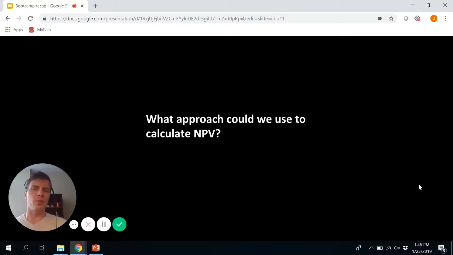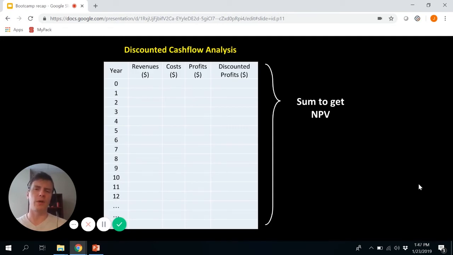So what approach should we use to calculate the net present value? What we talked about in the past is using what's called discounted cash flow analysis, right? We want to keep track of revenues in every year, costs in every year, and profits in every year, where profits are equal to revenues minus costs. Then we discount profits every single year, and add up those discounted profits to get the net present value.